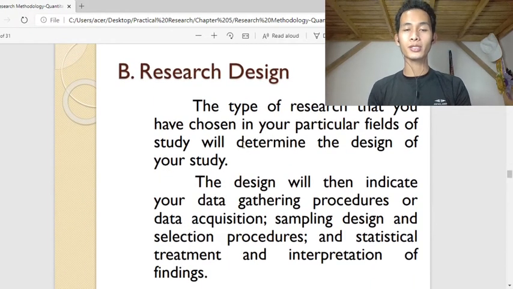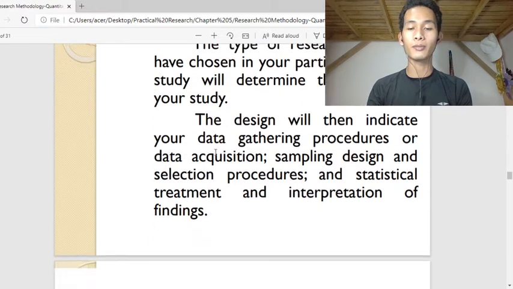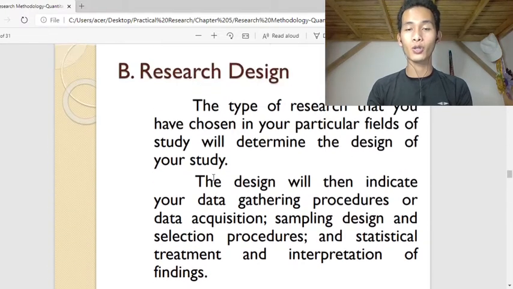What do you mean by research design? The type of research that you have chosen in your particular field of study will determine the design of your research or of your study. The design will then indicate your data gathering procedures or data acquisition, sampling design and selection procedures, and statistical treatment and interpretation of findings. All of it depends on your research design.